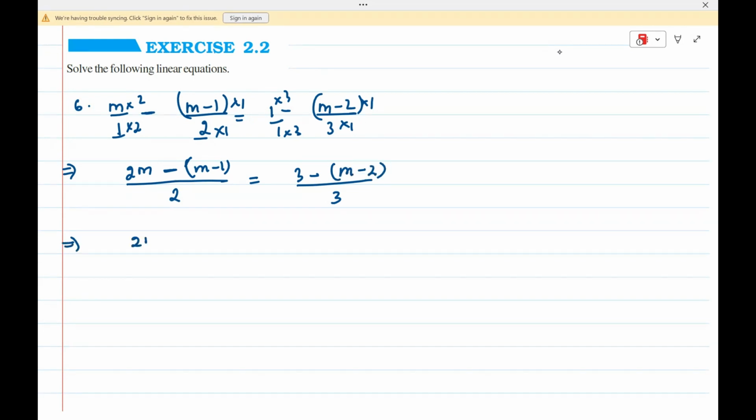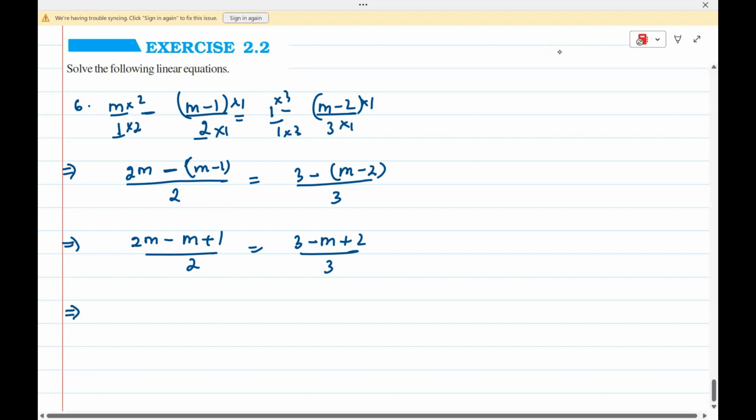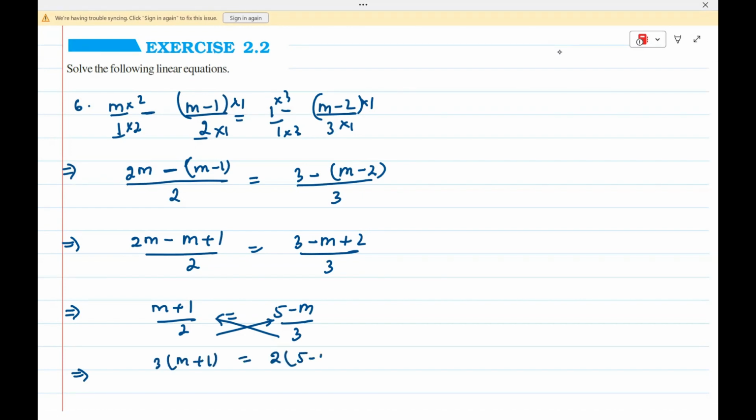Next step. Just open the bracket: (2m minus m plus 1) whole upon 2, and here (3 minus m plus 2) upon 3. I cannot do the cutting here because 2 and 3 do not have a common factor. Next, 2m minus m is m, plus 1, whole divided by 2. And here 3 plus 2 is 5, minus m, divided by 3. Now as it is whole upon, after whole upon only we can cross multiply. So 3 times (m plus 1) is equal to 2 times (5 minus m). Next step is going to be 3m plus 3 is equal to 10 minus 2m.